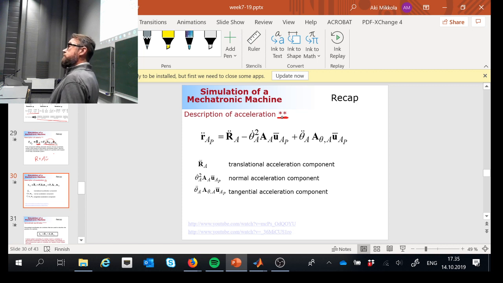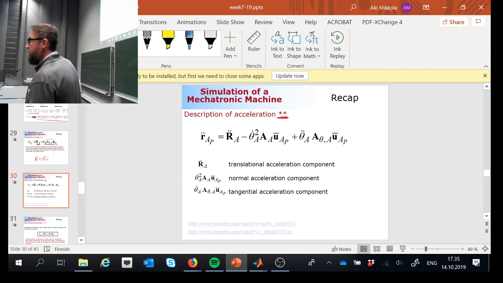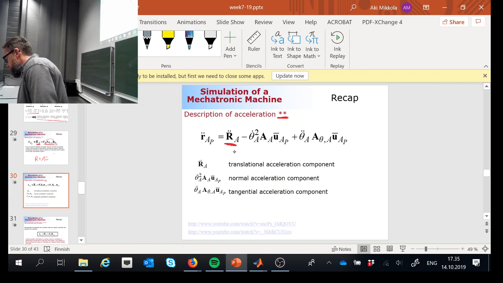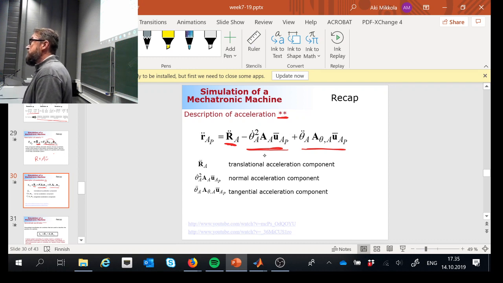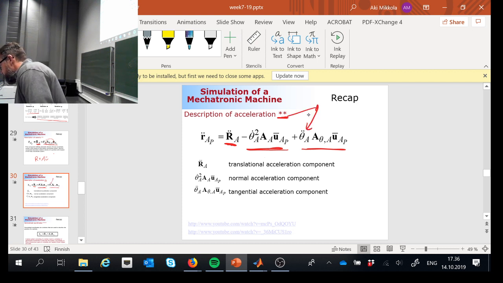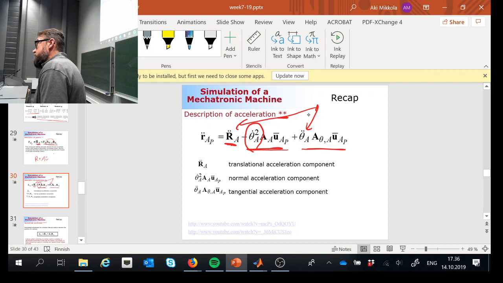Once you differentiate your velocity one more time with respect to time, you will get your acceleration, which consists of a translational acceleration component, a normal acceleration component, and a tangential acceleration component. This already tells you that your inertial forces will be linearly related to acceleration and quadratically related to velocities. Simple like that.